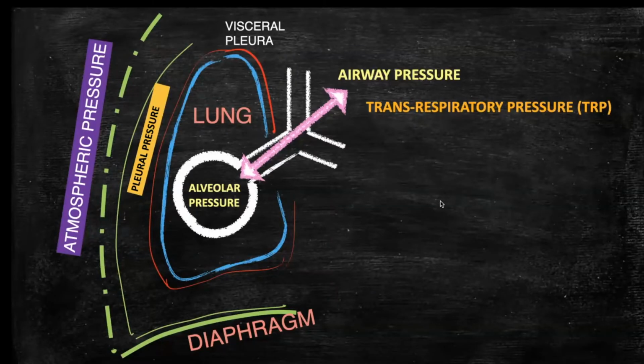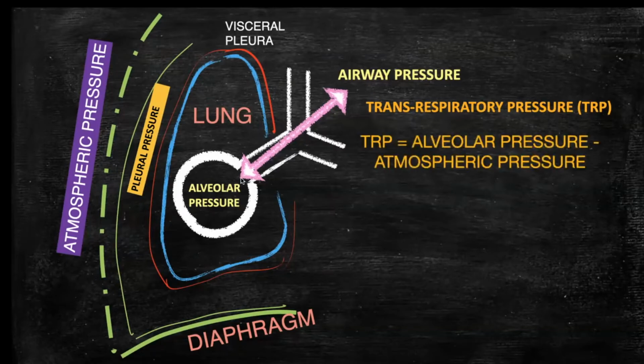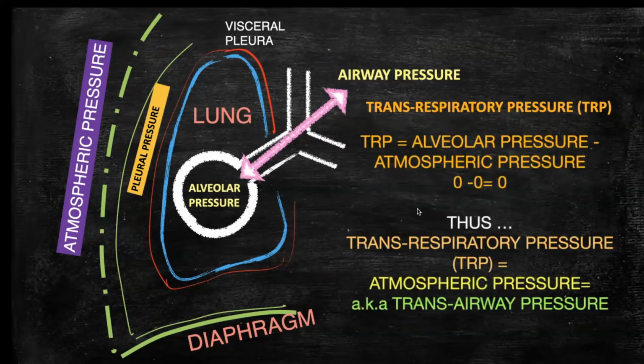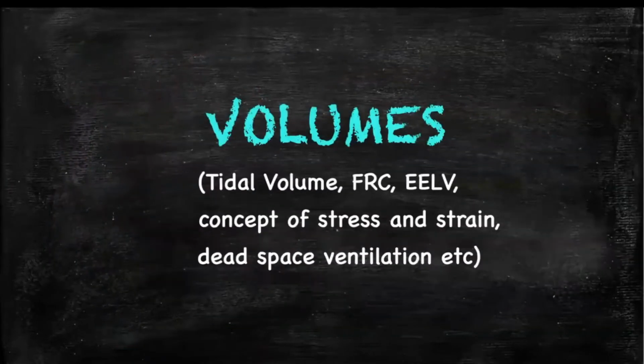Now coming to transrespiratory pressure. Transrespiratory pressure is the pressure across the airway and the alveoli. We discussed already that alveolar pressure equilibrates with the airway pressure at the end of inspiration as well as the end of expiration, so both are the same. So this brings us to the end of the discussion on all the pressures, and we come to the next topic of our talk, that is volumes.